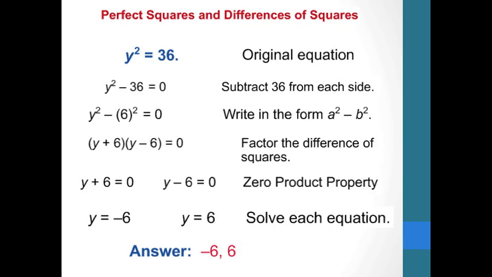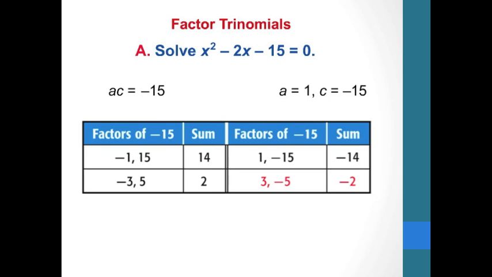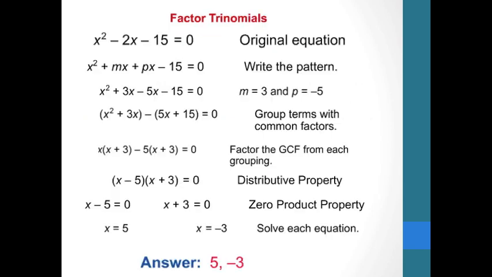When you're factoring trinomials, you multiply a times c, which is negative 15, and find what multiplies to negative 15 and at the same time adds to negative 2. So you would just do trial and error, and when you find the two numbers, you put them in the middle as 3x and minus 5x. Those are the two numbers that work.